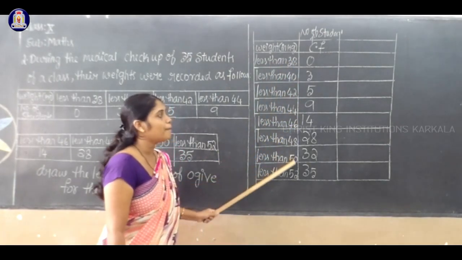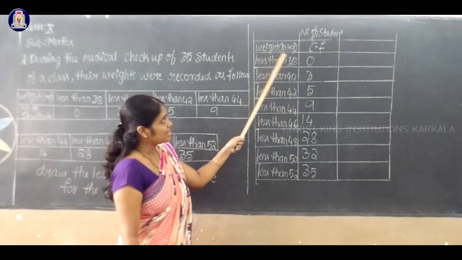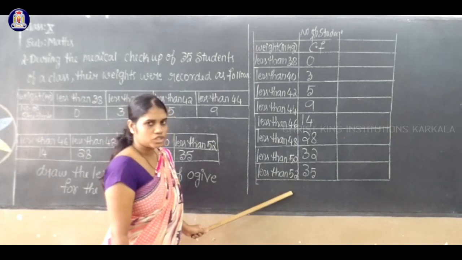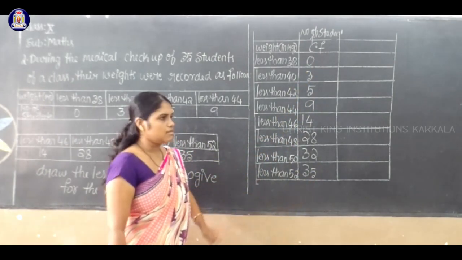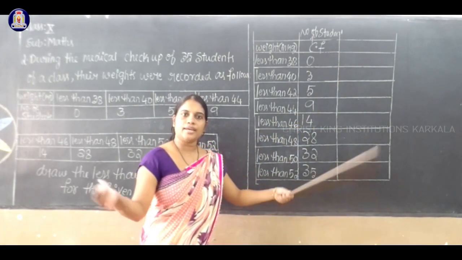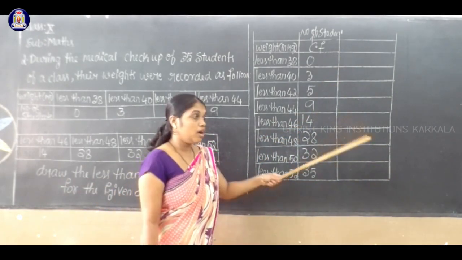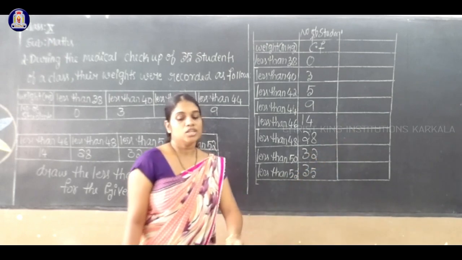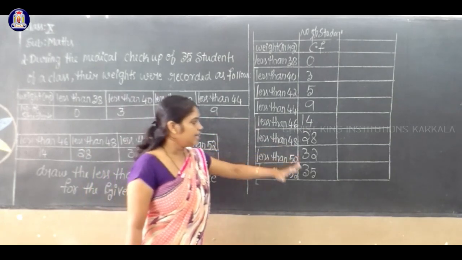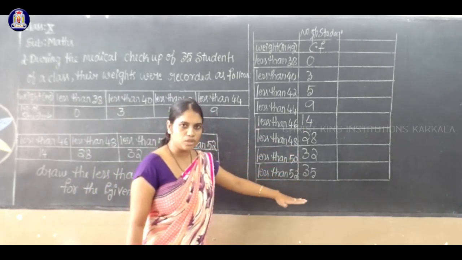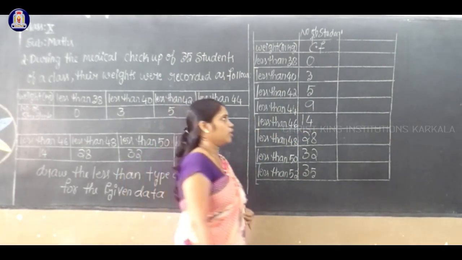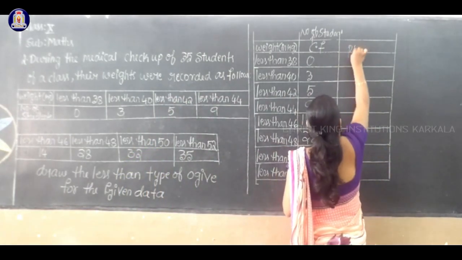These are all upper limits, isn't it? Less than something means that number must be upper limit. So upper limit value is also there, and cumulative frequency value is also there. So what to do? Directly I can take the points and I can plot the graph. Here we no need to convert anything. This distribution is already in less than type of cumulative frequency distribution, so directly I will consider the points.